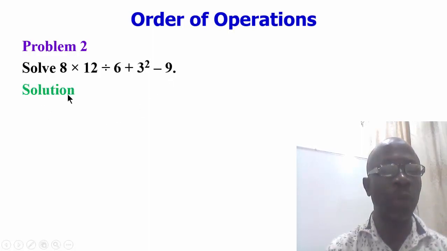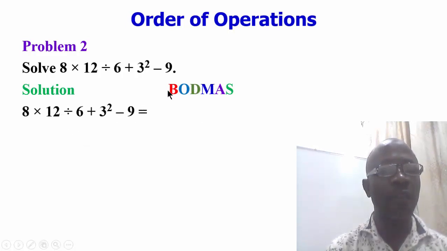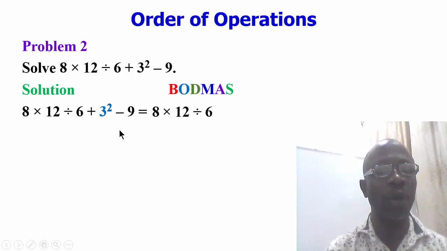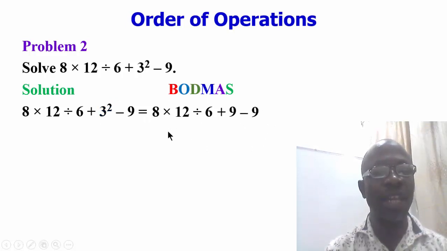To find solution to this problem, we are still going to apply the rule of BODMAS. So in our solution, we have no brackets in the problem, but we have order, that is 3 raised to power 2. That is the order we have there. So we evaluate that one first. We are still going to have 8 times 12 divided by 6 plus 9. Since 3 squared is 9, then we have minus 9. Then we go ahead now to deal with the other operations.